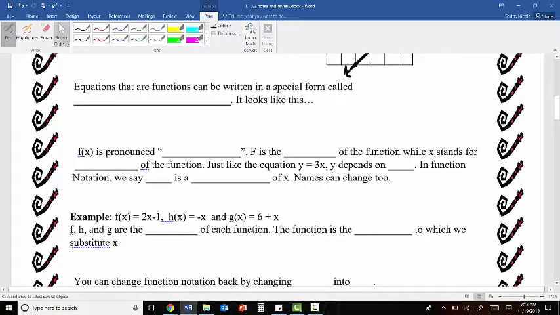All right, this is the main focus of the lesson. This is where it gets complicated. So equations that are functions, so they pass the vertical line test, can actually be written in a form called function notation.